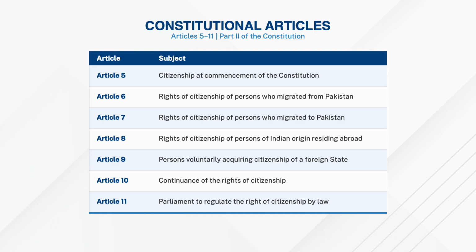force. So Article 5, Article 6, Article 7, Article 8, and Article 9, these articles only apply to citizenship at the time of the commencement of the Indian Constitution. Now, you look at Article 11. Article 11, Parliament to regulate the right of citizenship by law. It gives Parliament the power to regulate the right of citizenship by law, which means using Article 11, they can pass a law regarding citizenship rights.